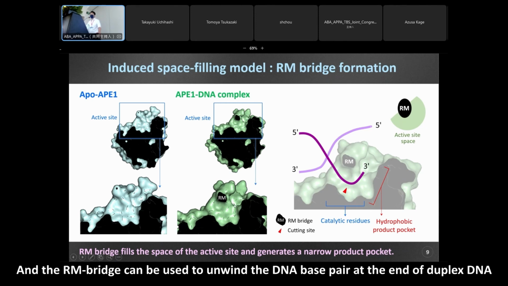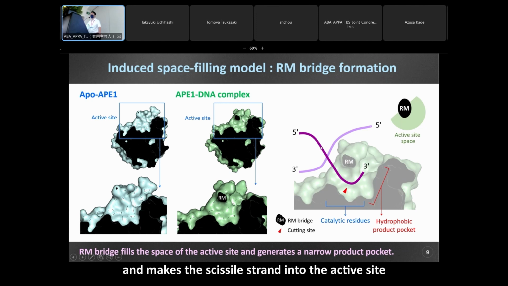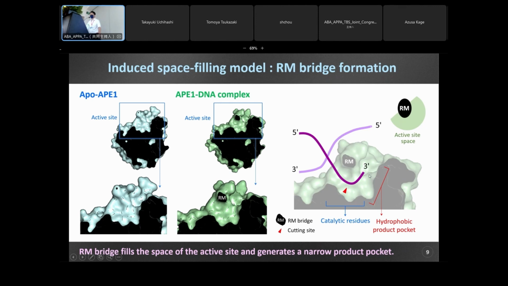And the RNA bridge can be used to unwind the DNA base pair at the end of the duplex DNA. As you can see here, the RNA bridge separates the two DNA strands and makes the sister strand go into the active site. And the last nucleotide at the 3' end lays on the hydrophobic pocket.